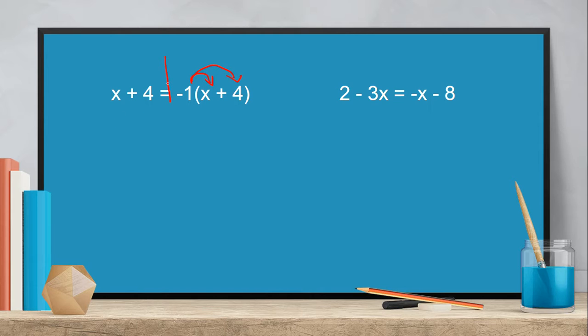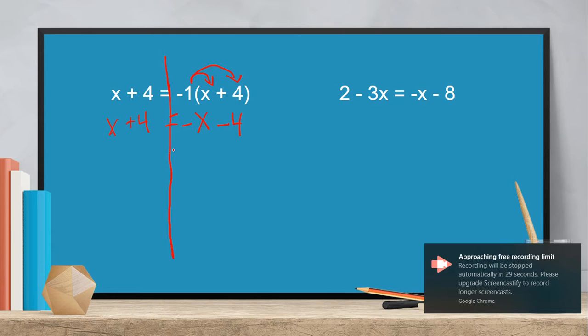So here I put my fence farther down. I end up with x plus 4 because there's no parentheses over here, equals negative x, because negative 1 times x is negative x, minus 4. Negative 1 times 4 is minus 4. Are there like terms on the left or right side? In this case, no. The next step is, are there variables on both sides? Well, yes. Which variable is less? This one is. To undo it, I'm going to add the opposite.